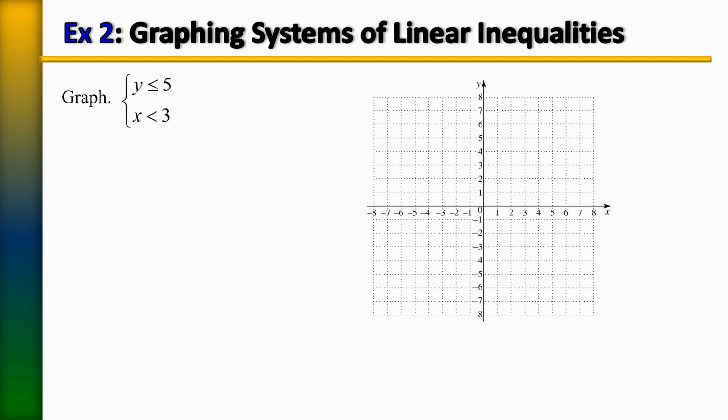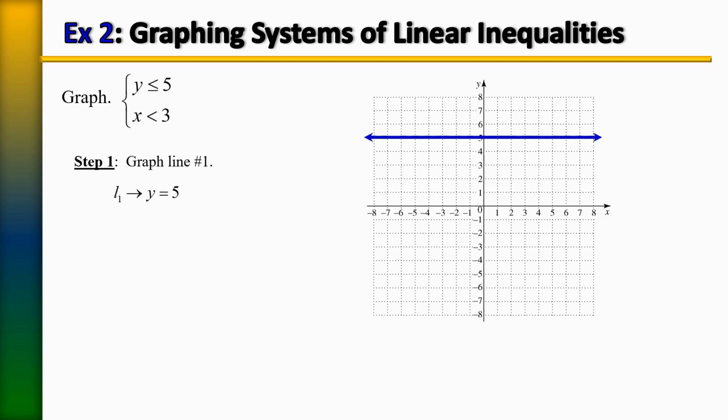Okay, so now that we know how to sketch the lines, for our first line, what type of line are we going to sketch? Is that solid or dashed? If you said solid, that is correct. Let's go ahead and sketch our solid horizontal line passing through the y-axis at 5.